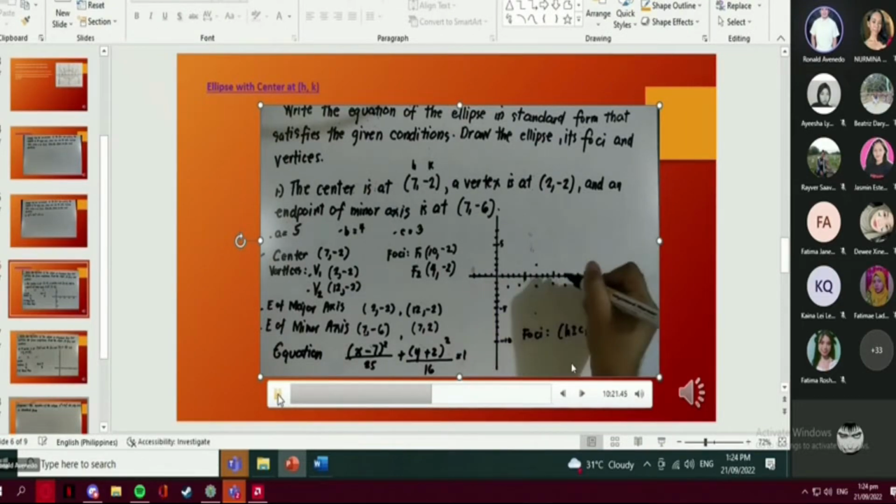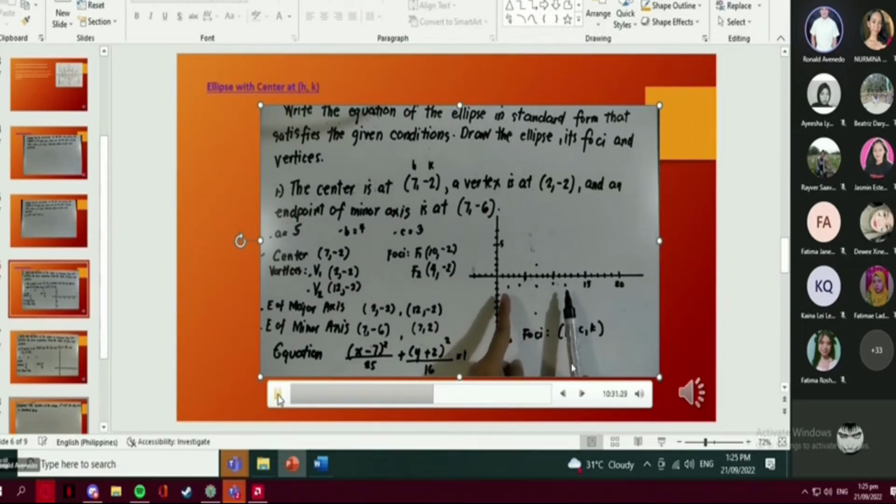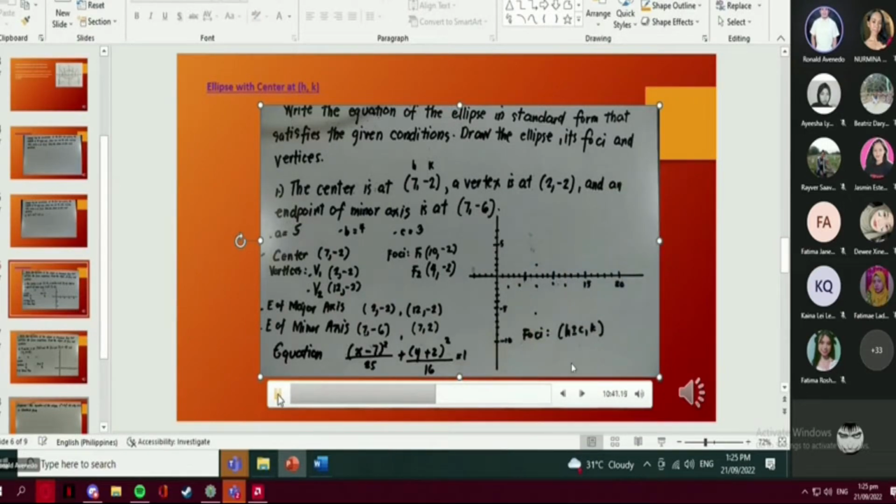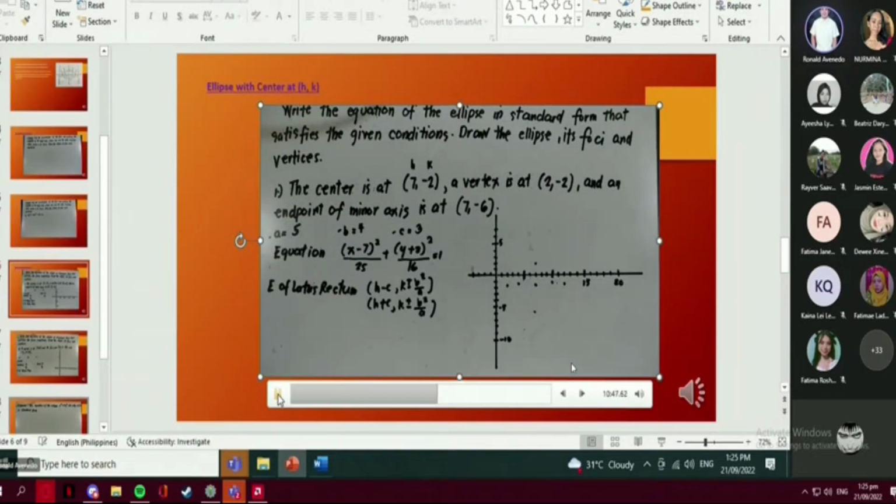Remember that this is 5 and this is 10. So we have here the vertices as well as the endpoints of the major axis, then the endpoints of the minor axis, the center, and the foci. Then to find the endpoints of the latus rectum, we have two pairs. The first is h minus c, k plus or minus b squared over a, and the other pair is h plus c, k plus or minus b squared over a.